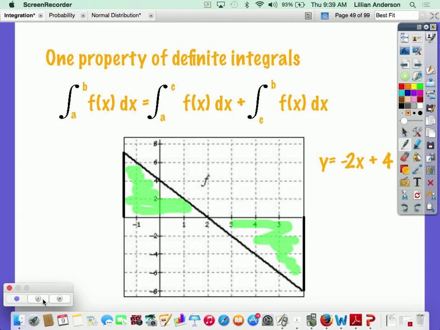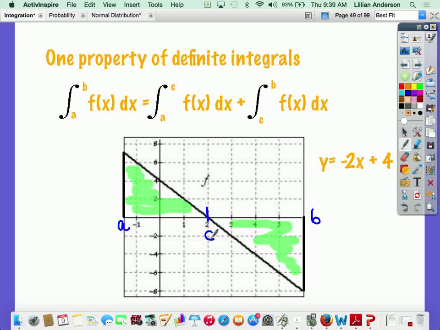So whenever it goes under the x-axis, it's kind of like, for this particular function, y equals negative 2x plus 4. If they wanted you to find the shaded area here, this would be A, and this would be B. You wouldn't be able to just do the integral from A to B, because you have to take into account that it crosses the x-axis right here at 2. So you would have to do the definite integral from A to C, and then add it to whatever the area was from C to D.